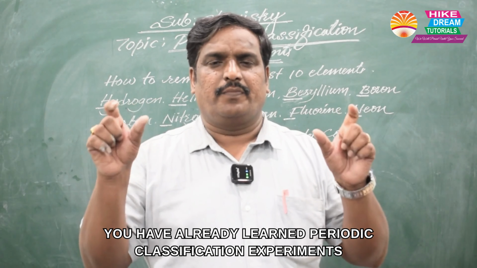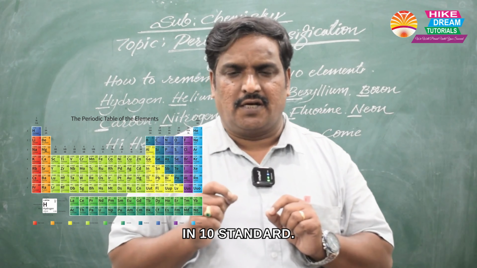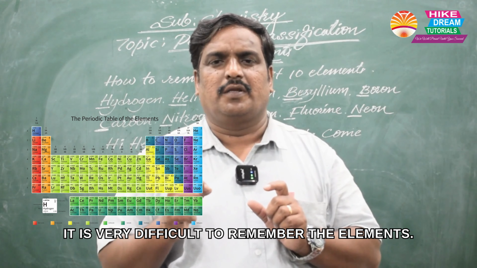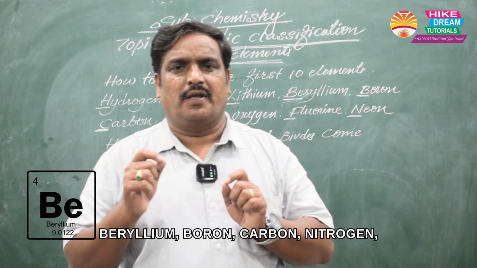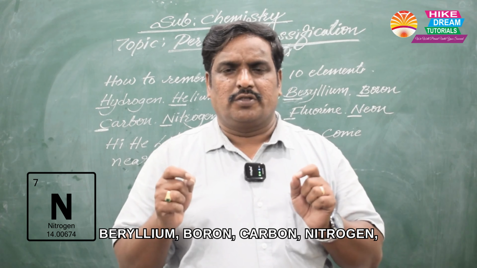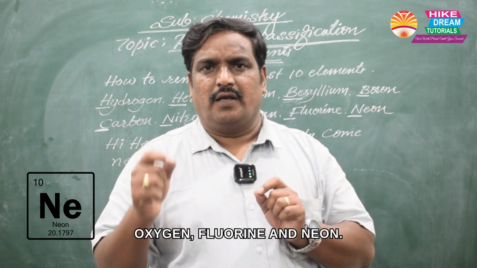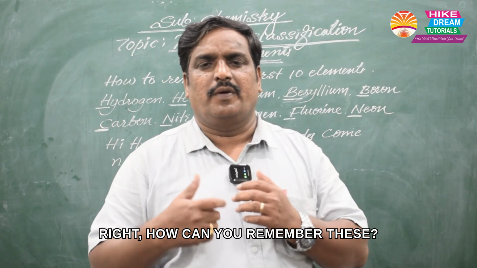You already learned periodic classification of elements in 10th standard. It is very difficult to remember the elements. The first 10 elements are hydrogen, helium, lithium, beryllium, boron, carbon, nitrogen, oxygen, fluorine, and neon. Right? How can you remember these?